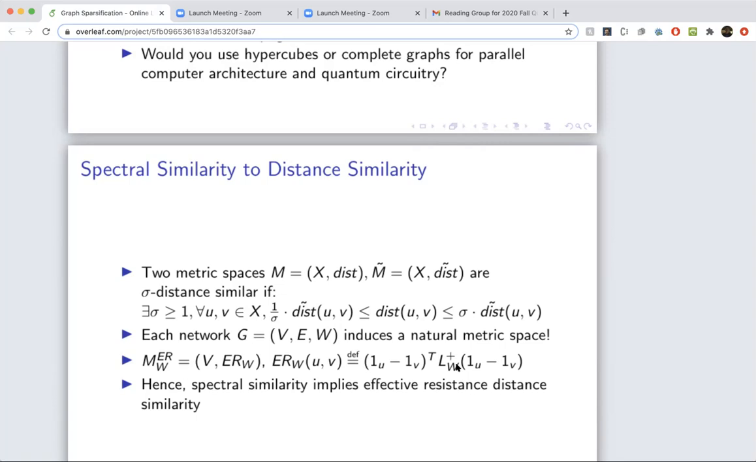Let me try to clarify the claim here. Do you say that for any network, it can induce a metric space as defined in the third bullet? Any network with positive edge weights can induce the metric space in the third bullet. I think the assumption here is that all the conductances, which are given by the edge weights, have to be greater than zero, so that we have non-negative resistances that are finite.